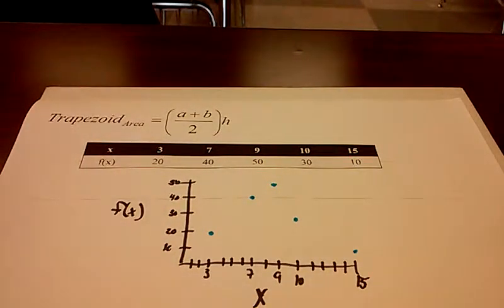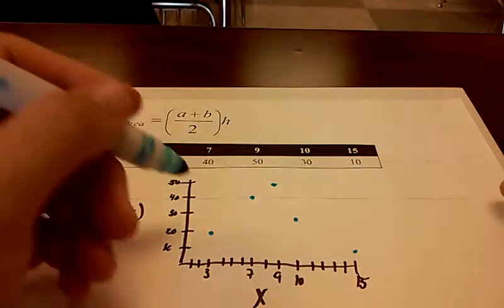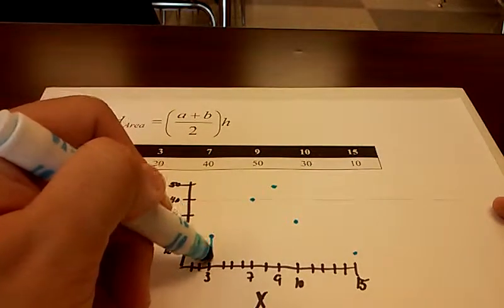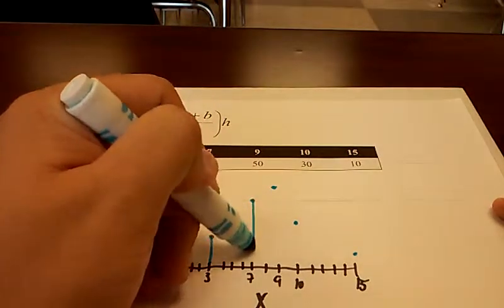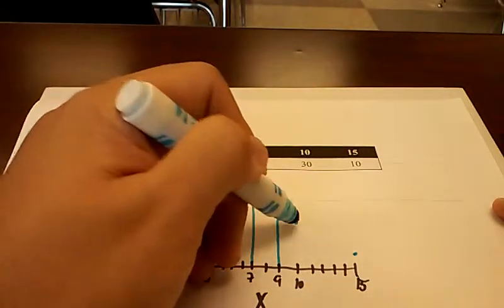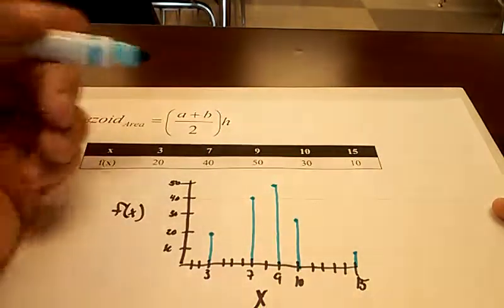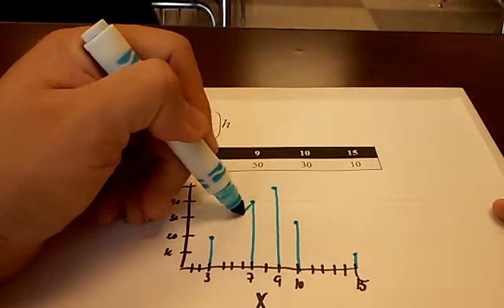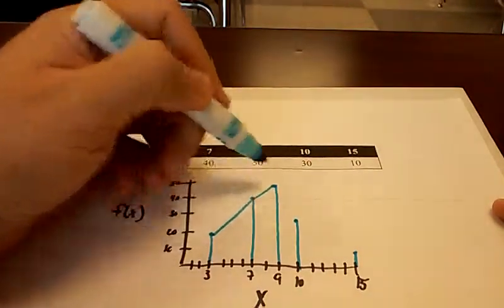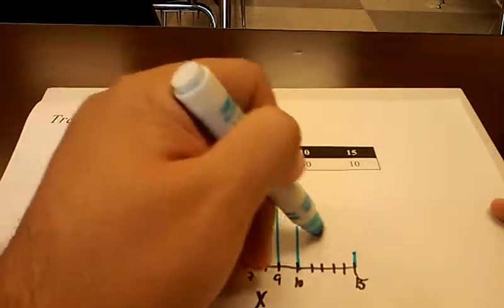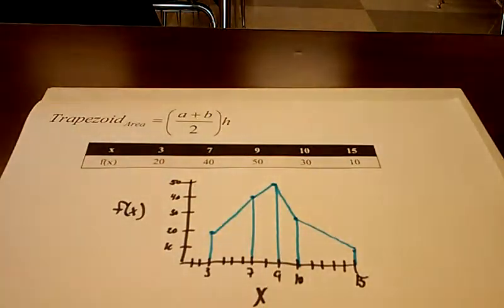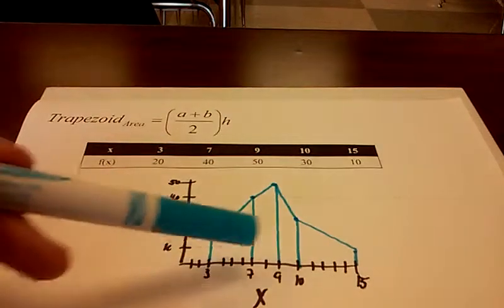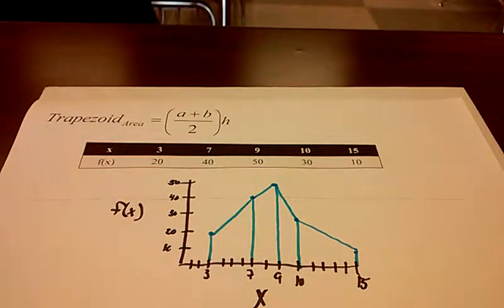Now, obviously, I don't have a function that could connect all these. However, I could draw trapezoids to approximate this area. How am I going to do that? Well, I'm simply going to drop straight down for each one, and then connect these points. And if you notice, each one of these shapes is a trapezoid. Now, they're not the same width. However, they are all trapezoids.